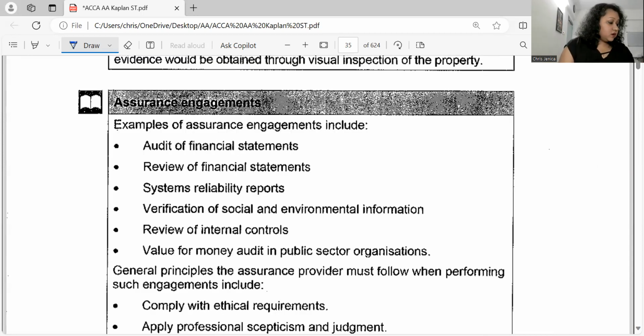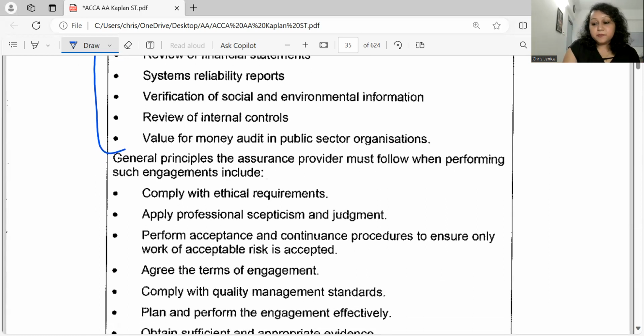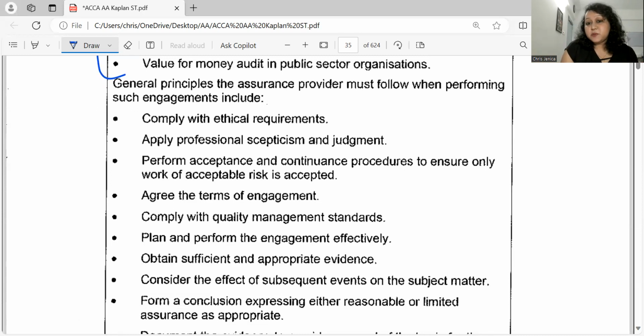Now, they have given you certain examples of assurance engagements. There is also one more engagement called the review engagement, which I'll be discussing later in this chapter. First of all, examples of assurance engagement. Yes, we have discussed this audit of financial statements. Then, review of financial statements, systems reliability report, review of internal controls. These are the things we'll be discussing in detail when we go with other chapters. Now, if we are going to be an assurance provider, there are certain rules or principles that have to be followed while carrying out this engagement.